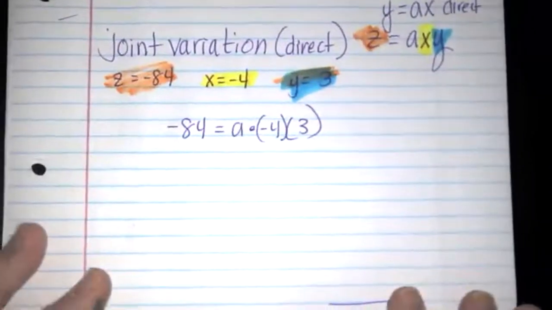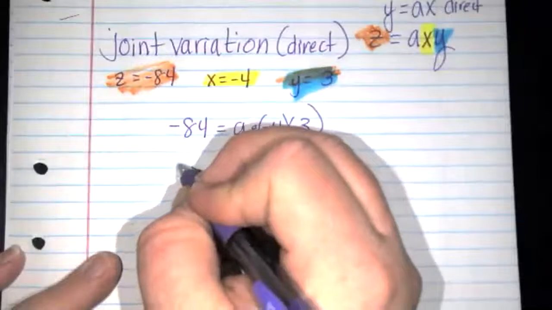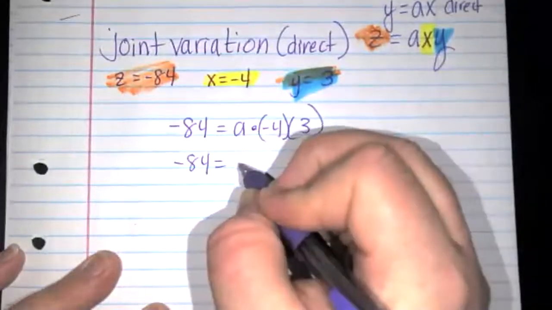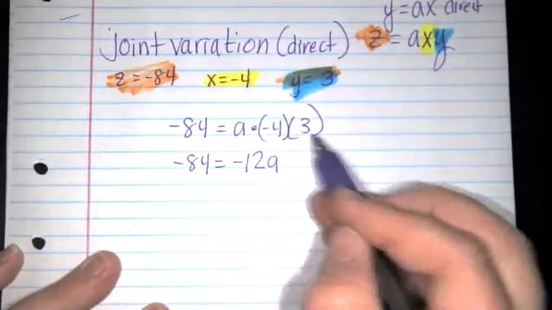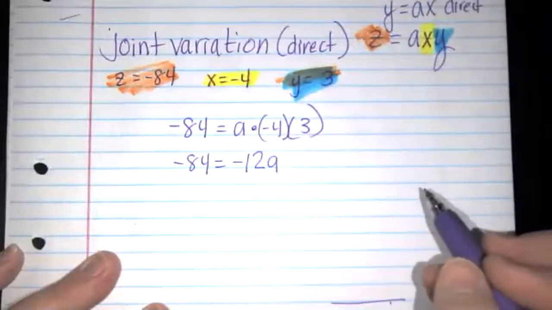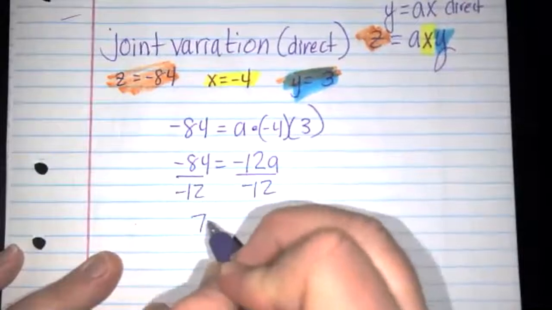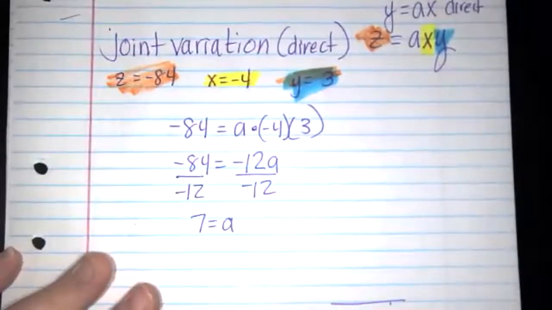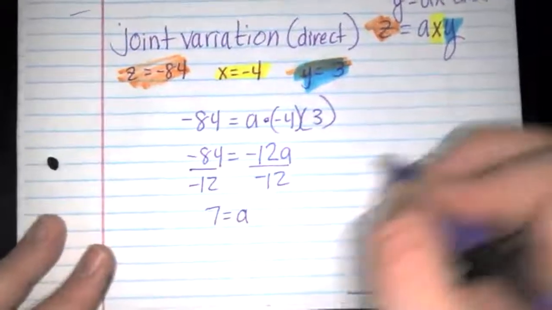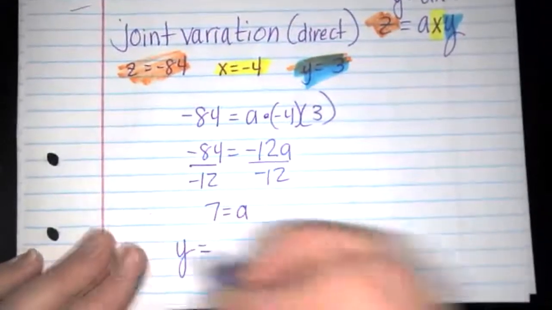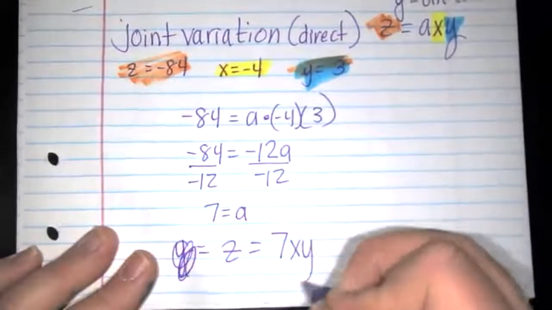I tend to put mine in parentheses just because it makes it easier. Negative 4 times 3 is negative 12. Divide by negative 12, and I get 7. Okay, rewrite the equation. Z equals 7xy.